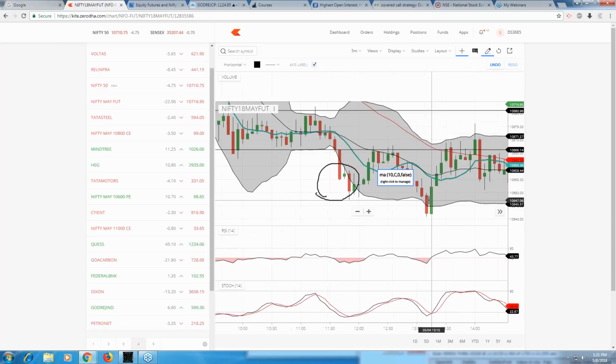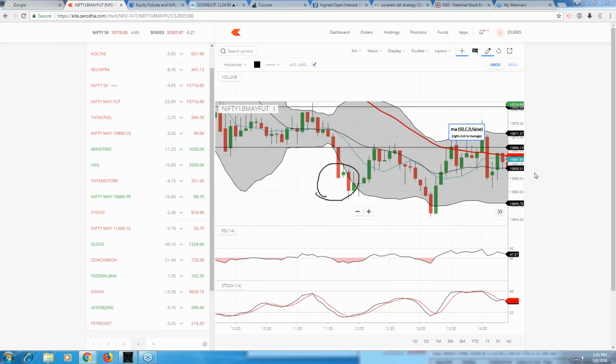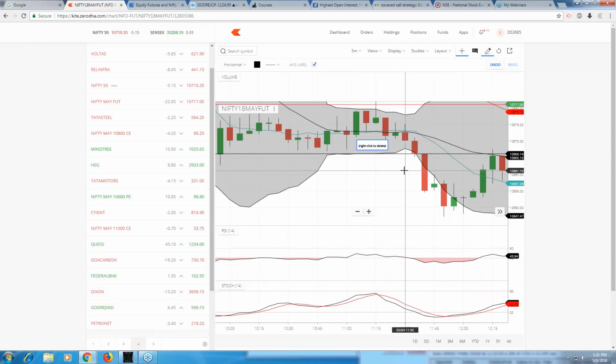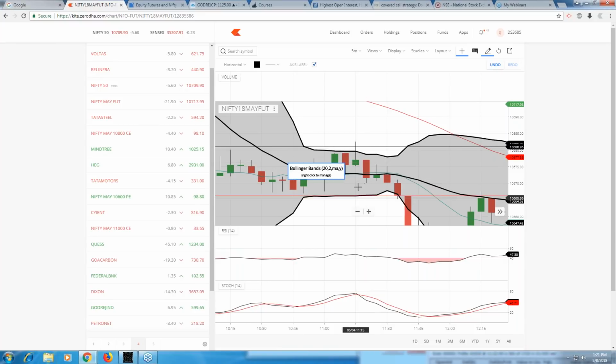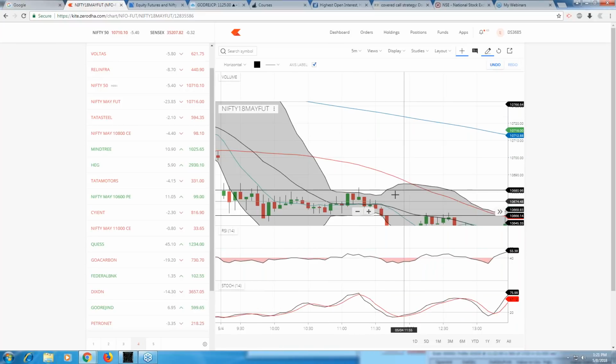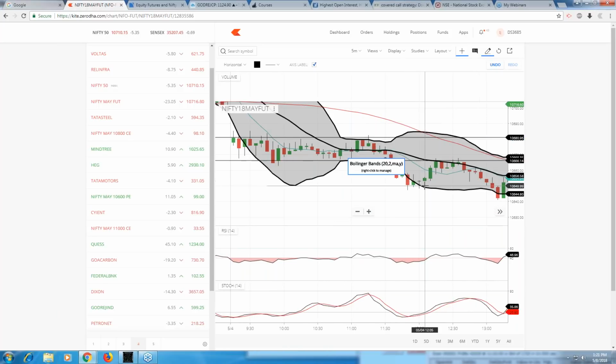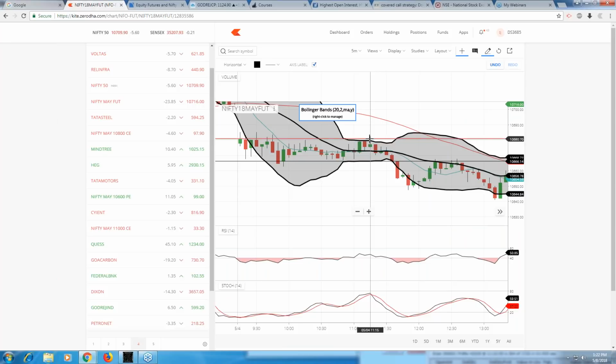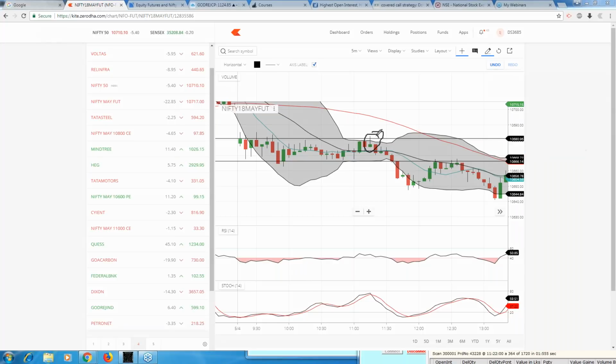Let me make it bigger. Then I'll have to remove this drawing. So see here, I've put these two lines. This is the upper boundary, this is the lower boundary. Whichever direction the index or the stock breaks it, the momentum will come in that direction. What will be your stop loss? This high point you can see above will be your stop loss. In other words, how much should your stop loss be?